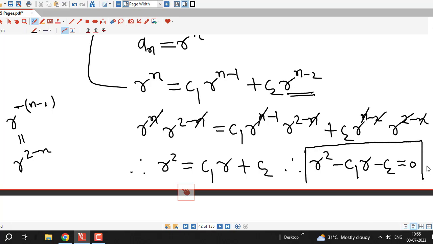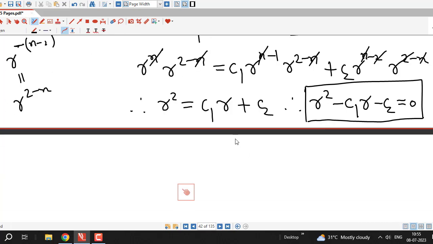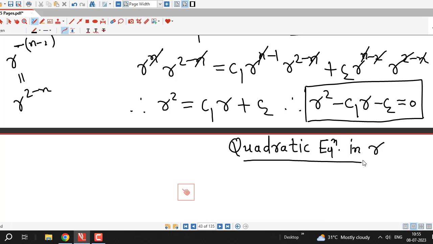I obtain the characteristic equation of a recurrence relation of degree 2, which is a quadratic equation in the real or complex variable r. This characteristic equation is a quadratic equation in the variable r.